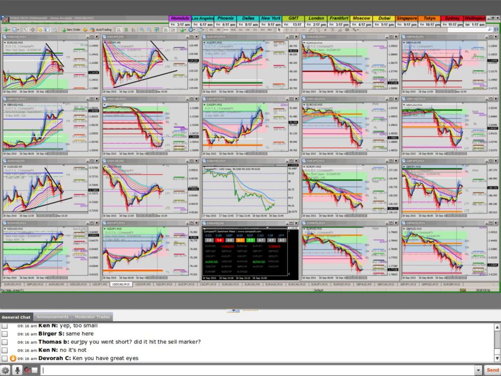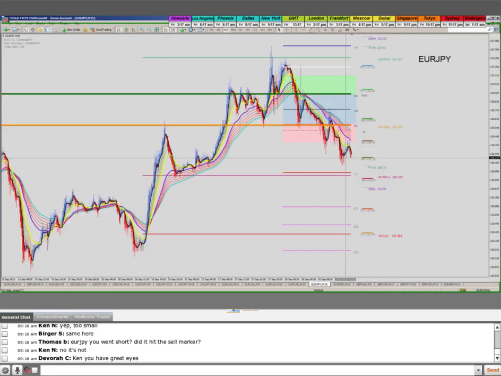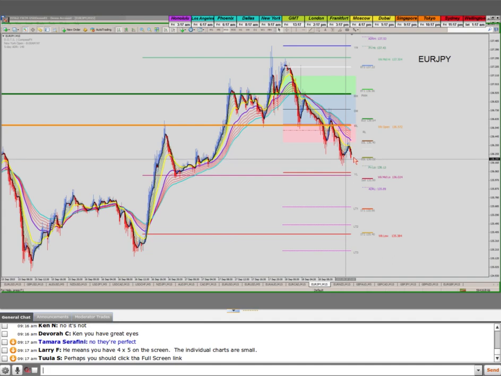The euro yen, I stepped in the euro yen at 136.87, so that was overnight as it was pushing down. It doesn't necessarily have to hit the sell marker. By the way, we do have another potential trade right now in the euro yen. Thomas, you made the comment, did it hit the sell marker? This level here is labeled a sell entry based upon an average range in the market. We're not in an average range situation, but we do have a sell situation right now in the euro yen.